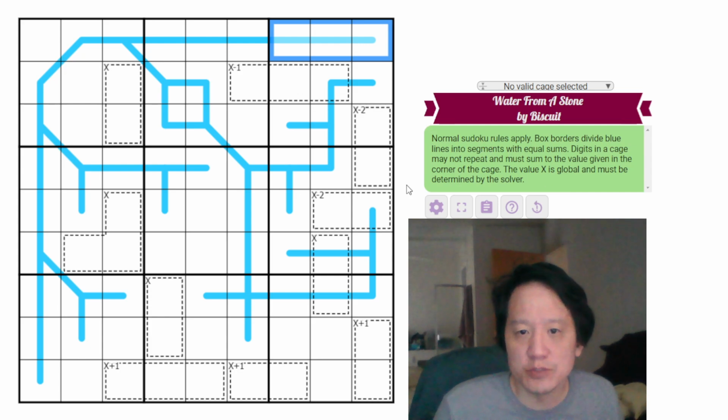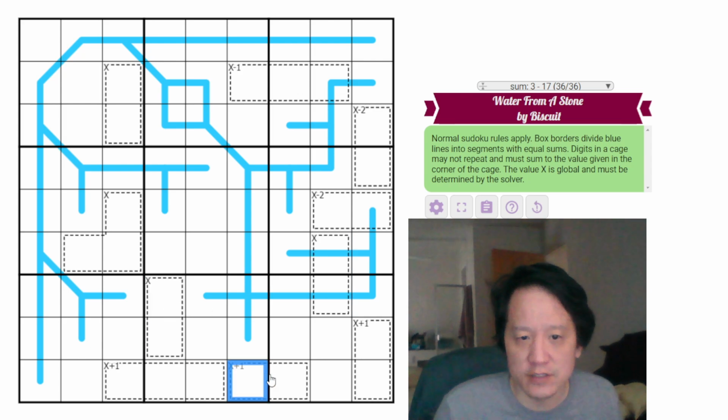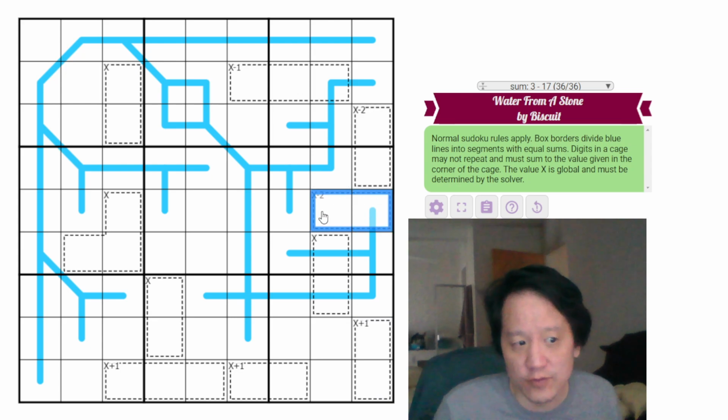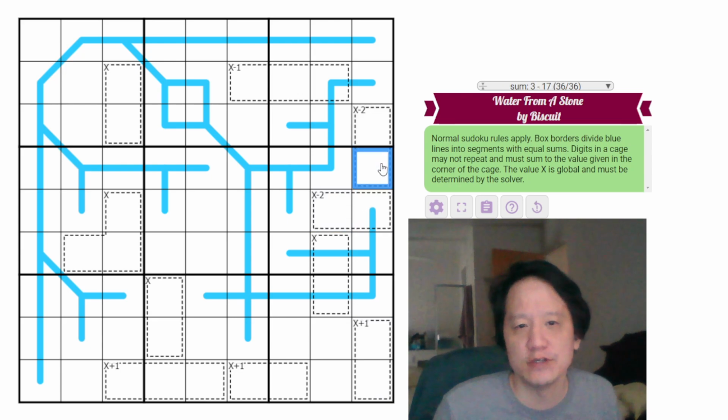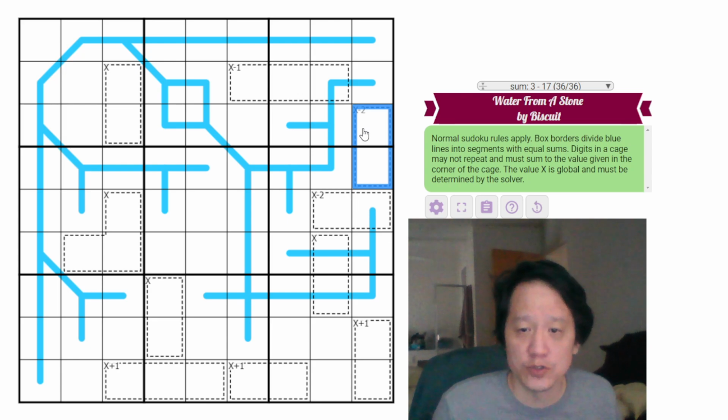Digits in a cage may not repeat and must sum to the value given in the corner of the cage. So these two add up to x, these two add up to x, these two add up to x plus 1, this is x plus 1, etc., etc. The value x is global and must be determined by the solver. So x refers to the same number, which I think is usually a given, but it's good to have it spelled out explicitly. Anyways, those are the rules of the puzzle.